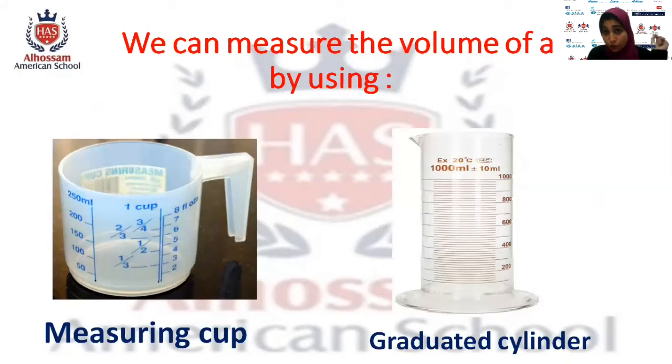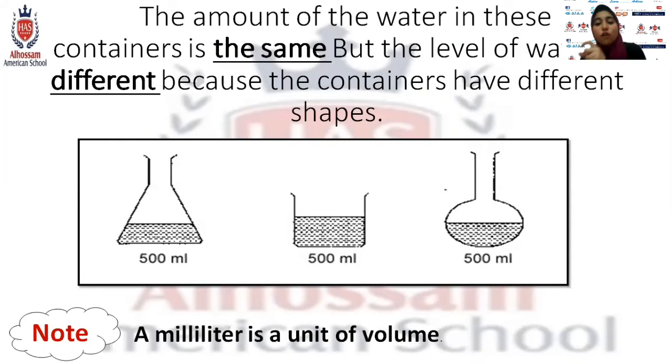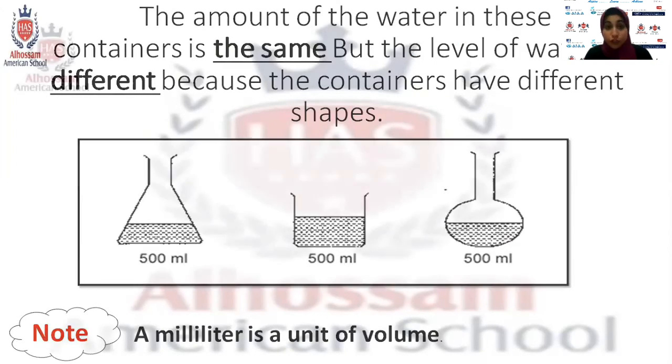We can measure the volume of liquid by using a measuring cup or graduated cylinder. The amount of water in these containers is the same, but the level of water in these containers is different because the containers have different shapes. Again, the amount of water in these containers is the same, 500 milliliters, but the level of the water is different because these containers have different shapes. A milliliter is a unit of volume.